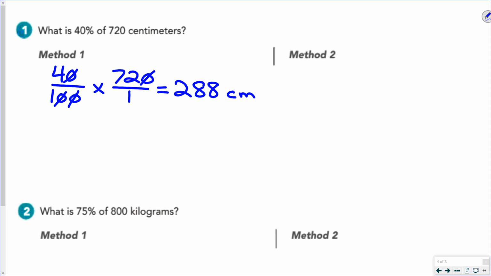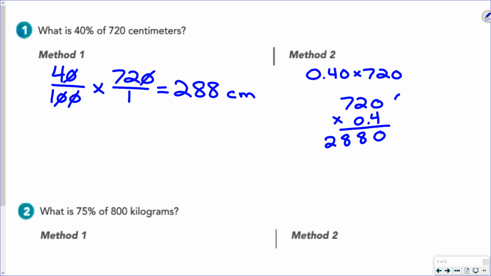Method 2 would be converting 40% into a decimal. Well, that decimal would be 0.40. And when we rewrite our multiplication, we can actually make it just 0.4 because we don't need that last zero. 4 times 0 is 0, 4 times 2 is 8, 4 times 7 is 28. No digits here, 1 digit here, for a total of 1 digit after the decimal point. So once again, we get 288 centimeters.